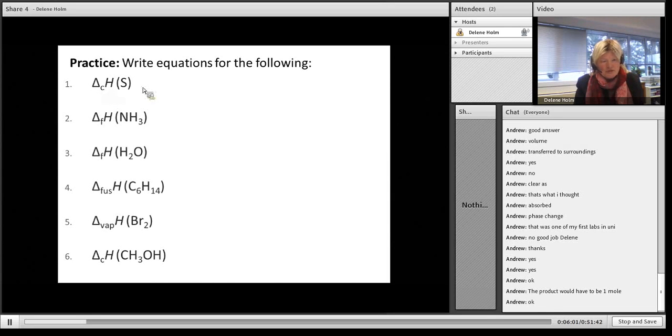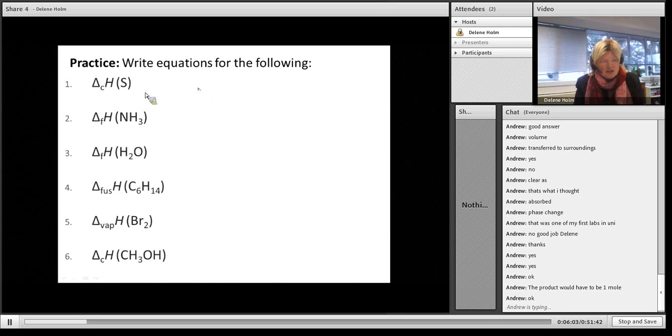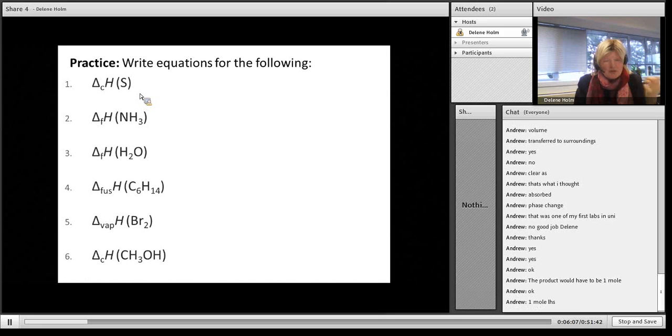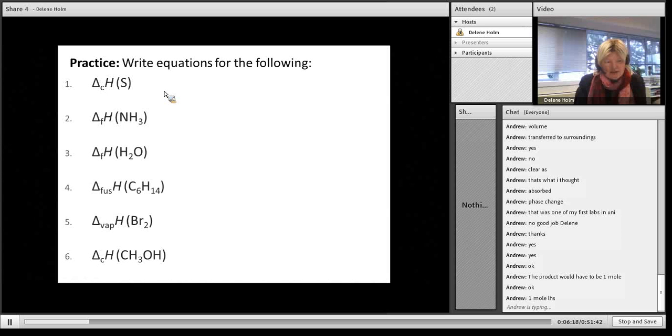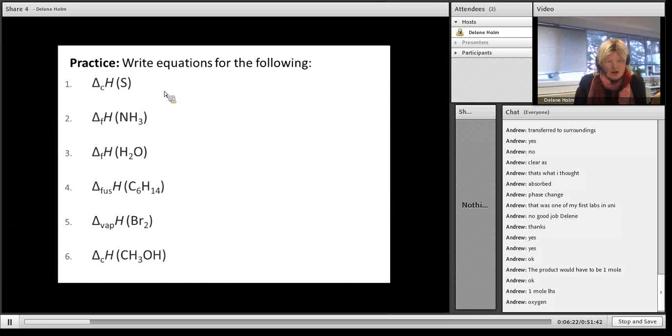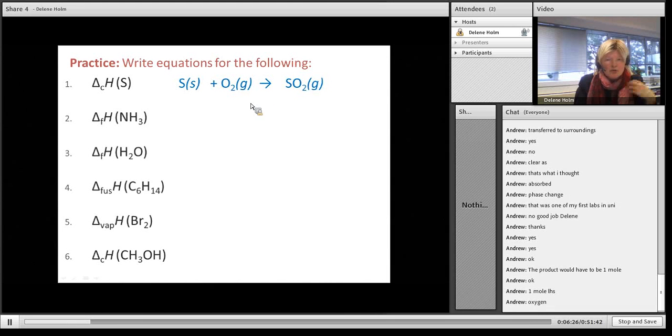So when you write this down, there's two things you have to remember. It's 1 mole of sulfur, so you've got to have a 1 in front of the sulfur. Okay, and if it's combusting, what is the other reactant? So one reactant is sulfur, and the other reactant is oxygen. Right, so if I write down that equation, it's S, and it has to be in their standard states.